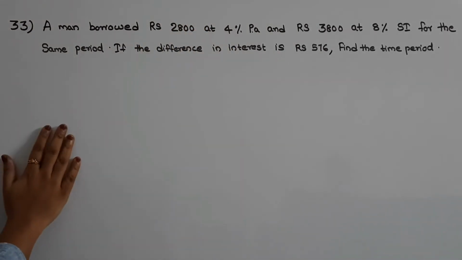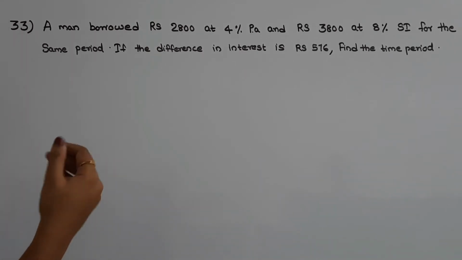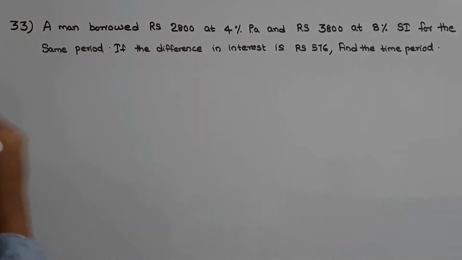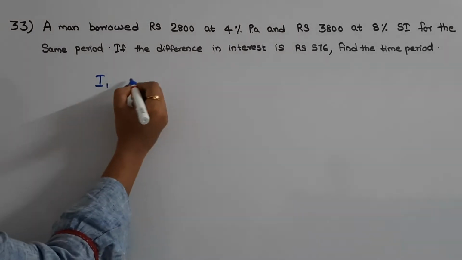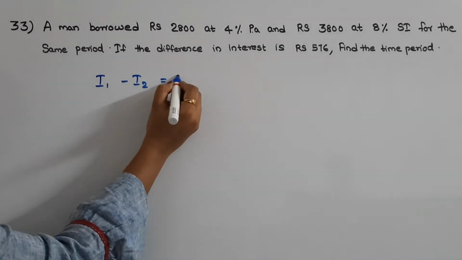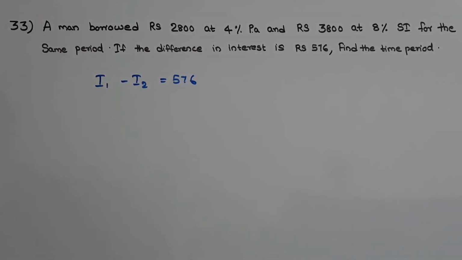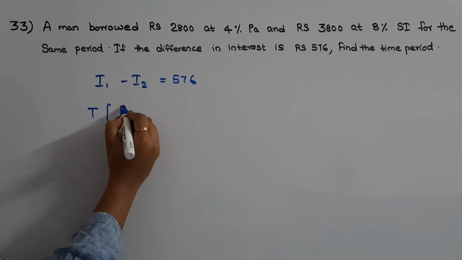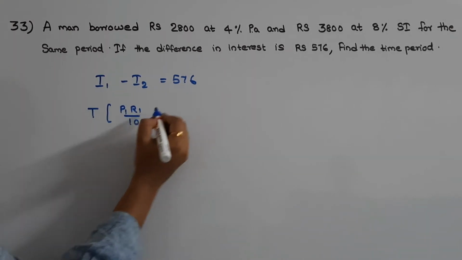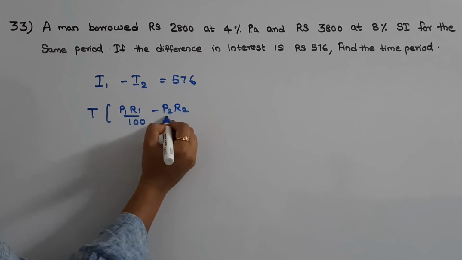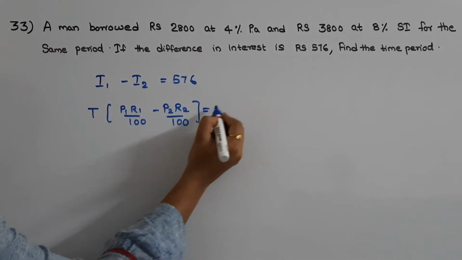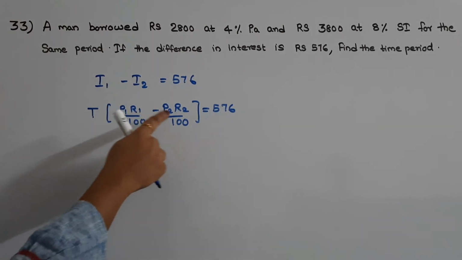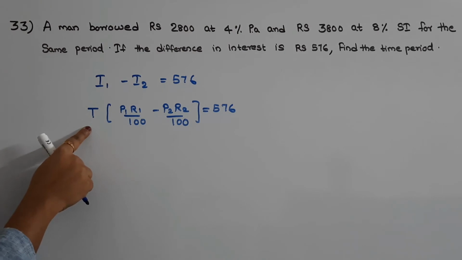Whenever we need to find out the time period, the best method is to do it by formula. So, what is the difference in the interest given? Difference in the interest is given as 576. So, interest in the first case minus interest in the second case is equal to 576. Now, time period is same in both the cases. Hence, T into P1 R1 by 100 minus P2 R2 by 100 is equal to 576. Now, substituting the value for principal and rate, you will get the value for time period.